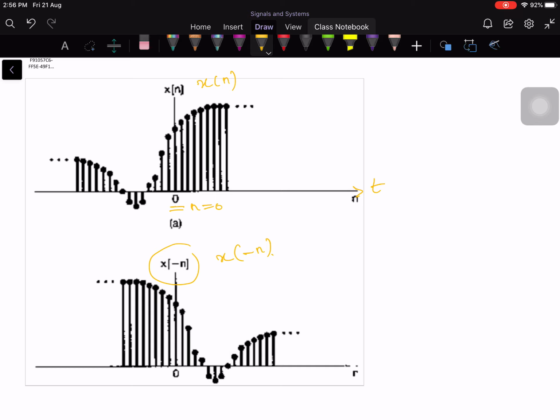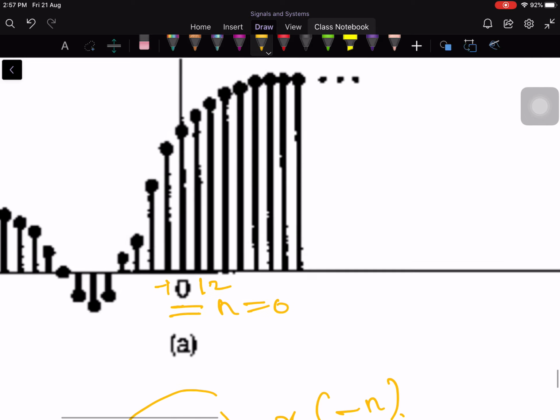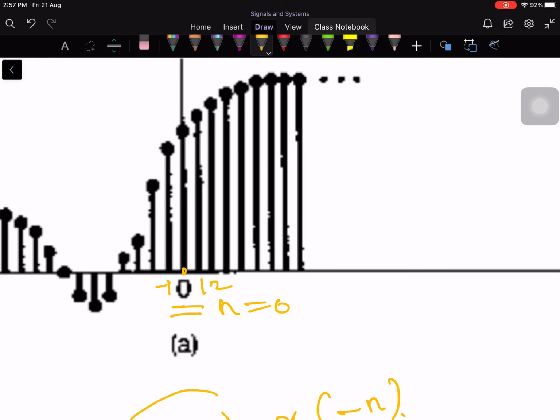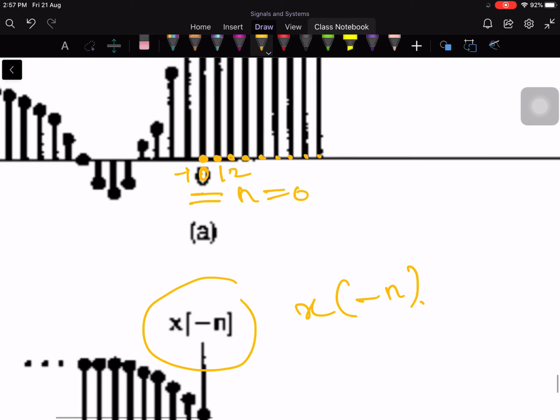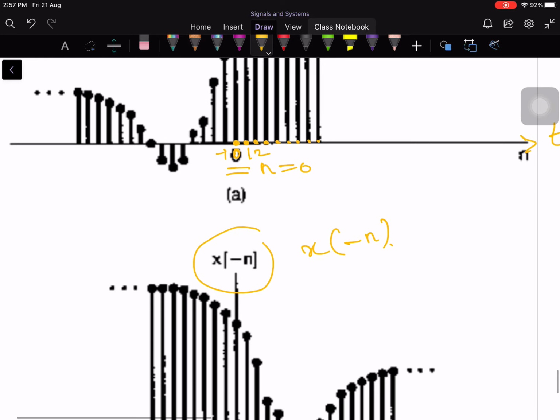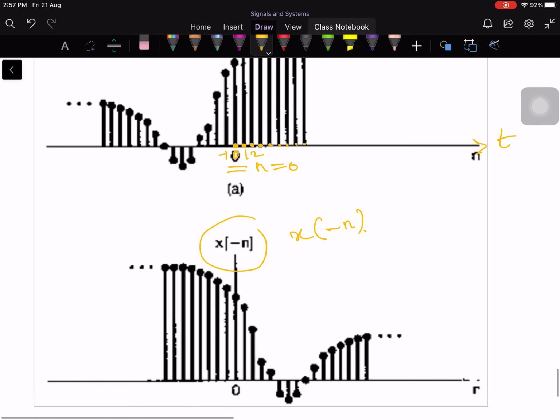So whatever occurs at n equal to 1, that is going to occur at n equal to minus 1. Let me enlarge the figure. This point is 0, and this point is 1, this point is 2, 3, 4, 5, 6, 7, 8, like this. Now it would be easier to see like this. At 0, whatever there is, that same thing occurs, and this point is 0, no change, reflection.